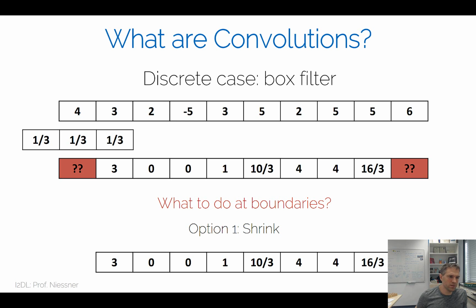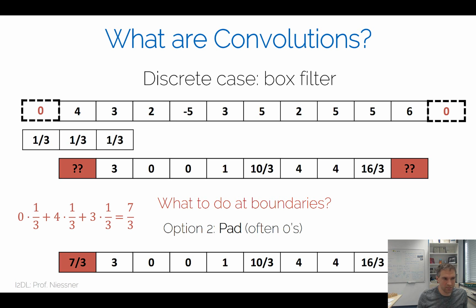Okay, what's the other option? Well, the other option is you do padding. Zero padding is probably the most common version. So what you're going to do is expand your original array, or your original input tensor, by 1 here, because my filter is a 3-dimensional filter. We're still in 1D here, right? So I have a 0 here, I have a 0 here, and then I can actually apply this kernel here, because then I have 0 times 1/3 plus 4 times 1/3 plus 3 times 1/3, and this is 7/3, right?